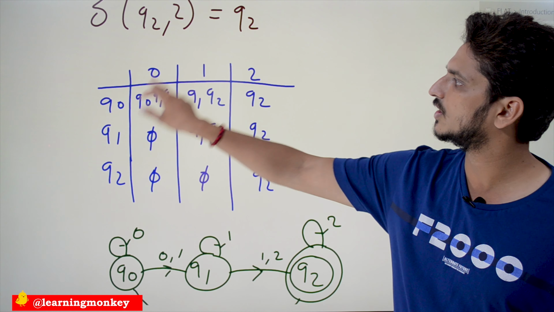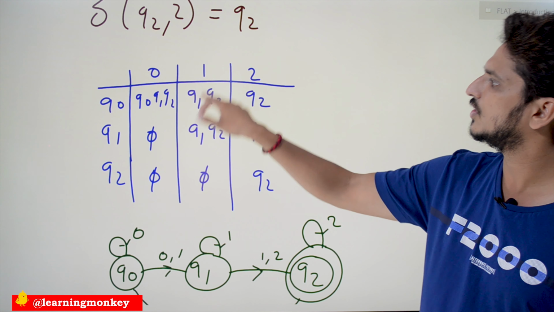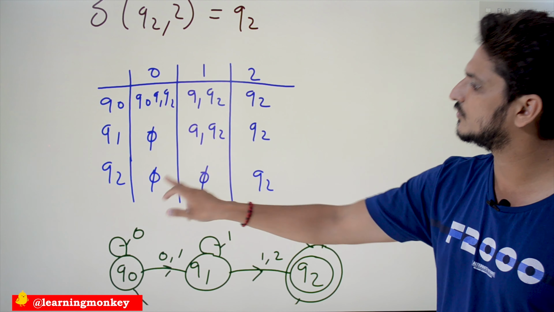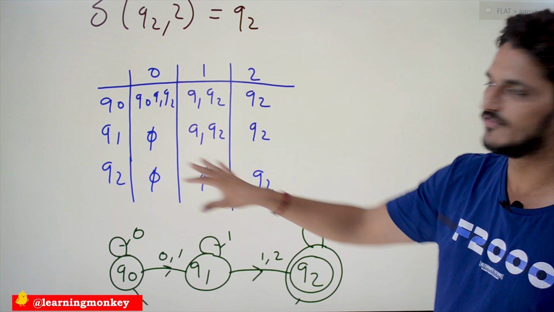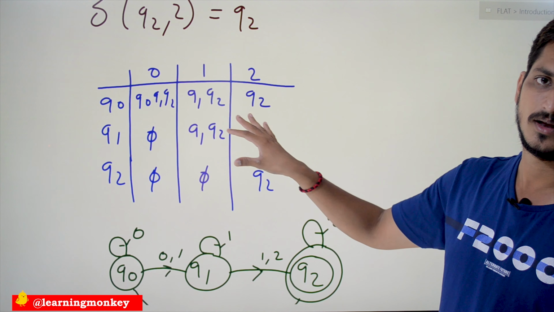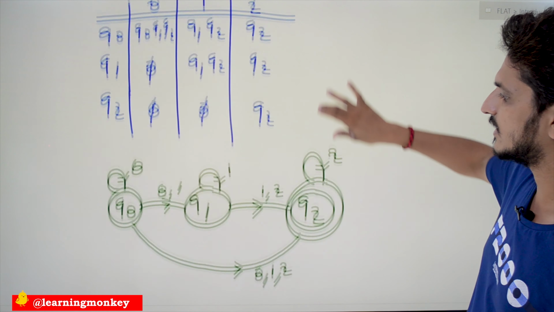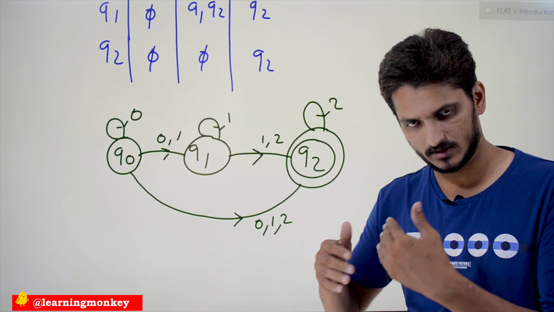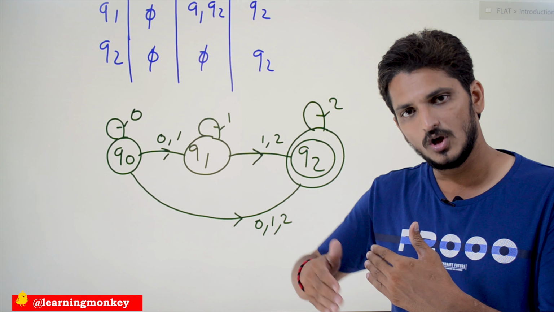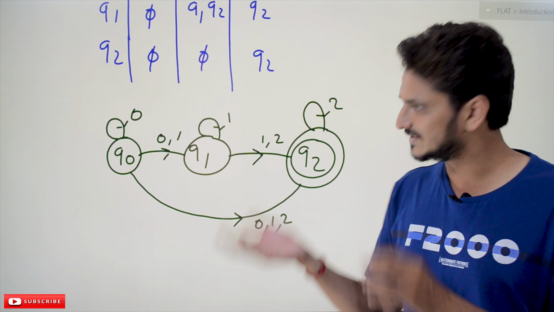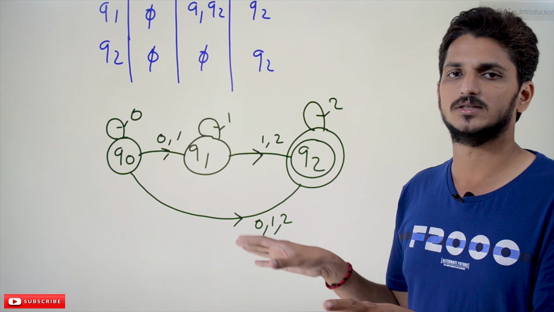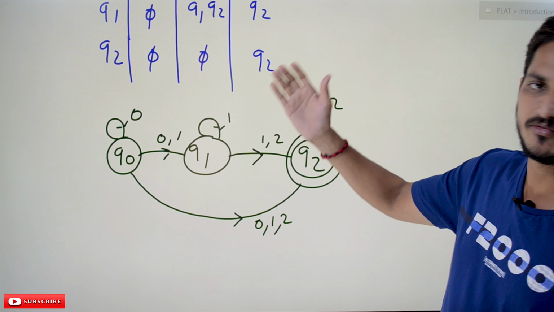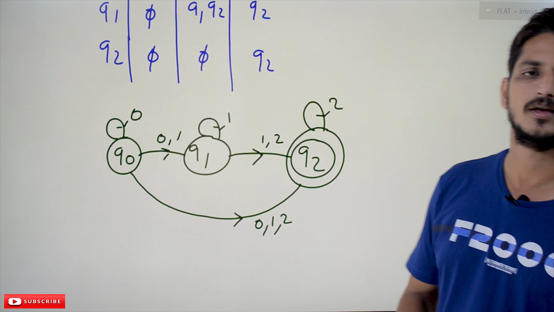On Q naught, if you apply 0, we are moving to Q naught Q1 Q2. On applying 1, Q1 Q2. On applying 2, Q2. Then phi, Q1 Q2, Q2, phi, phi, Q2. This is our NFA's transition table. If you make it as a transition diagram, this is the diagram. We eliminated the epsilon. Whatever states it moves to using the NFA with epsilon moves, this diagram also moves to the same states. There is no difference. This is how we convert our NFA with epsilon moves to NFA.